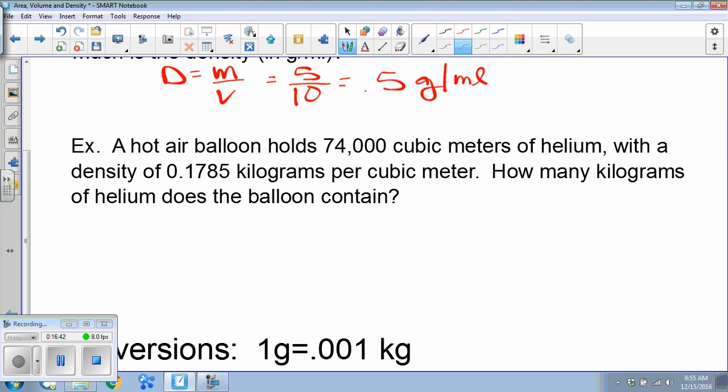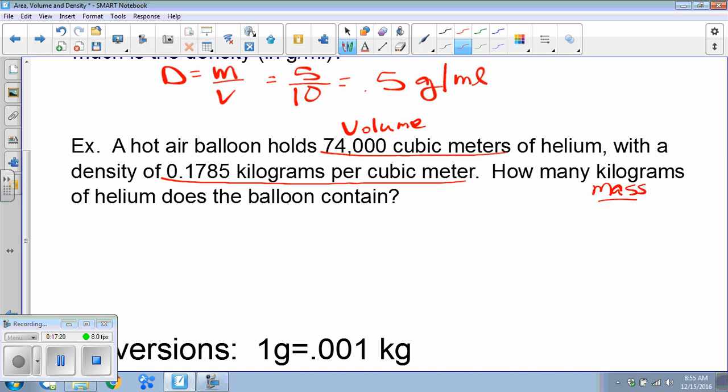A hot air balloon holds 74,000 cubic meters. So what does that represent? Volume. Cubic meters indicate volume. With a density of 0.1785 grams per cubic meter. So the density is 0.1785. How many kilograms of helium does the balloon contain? So they're asking you to find the mass. If they want to know the kilograms, that's mass.